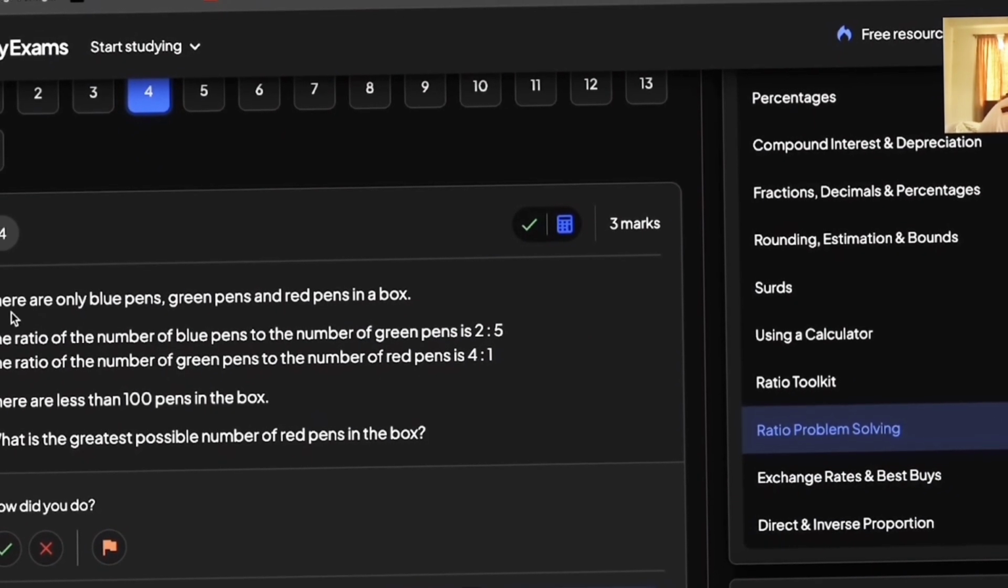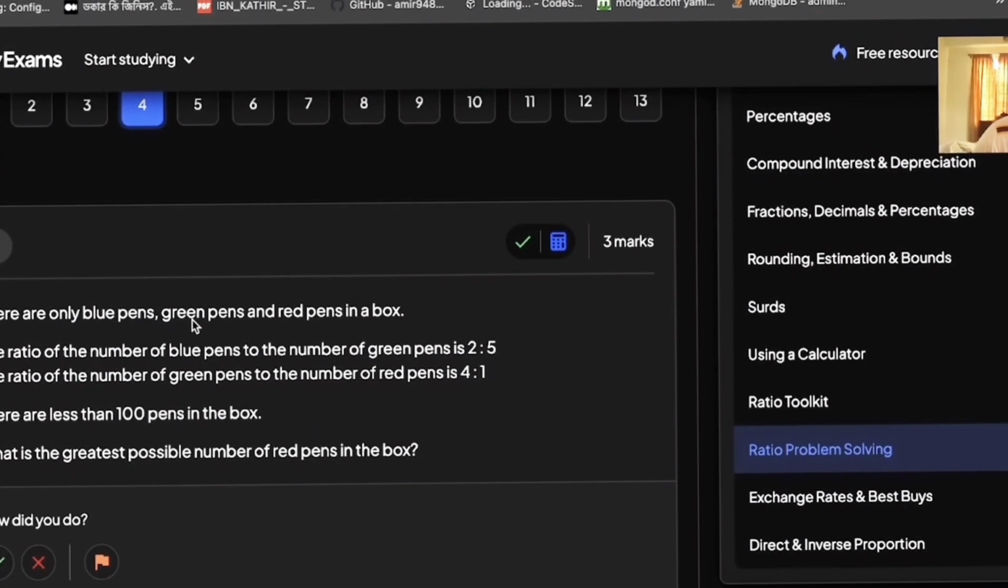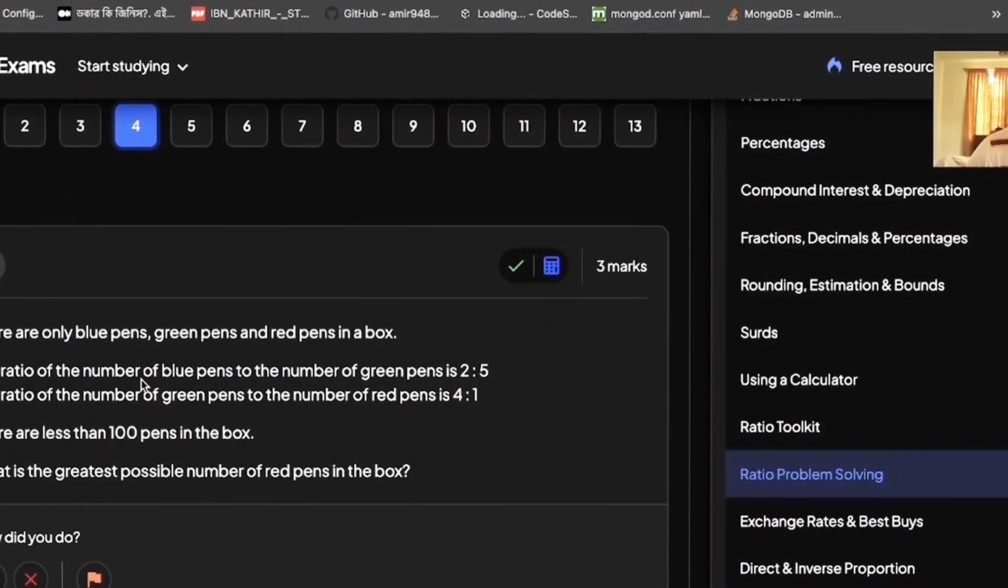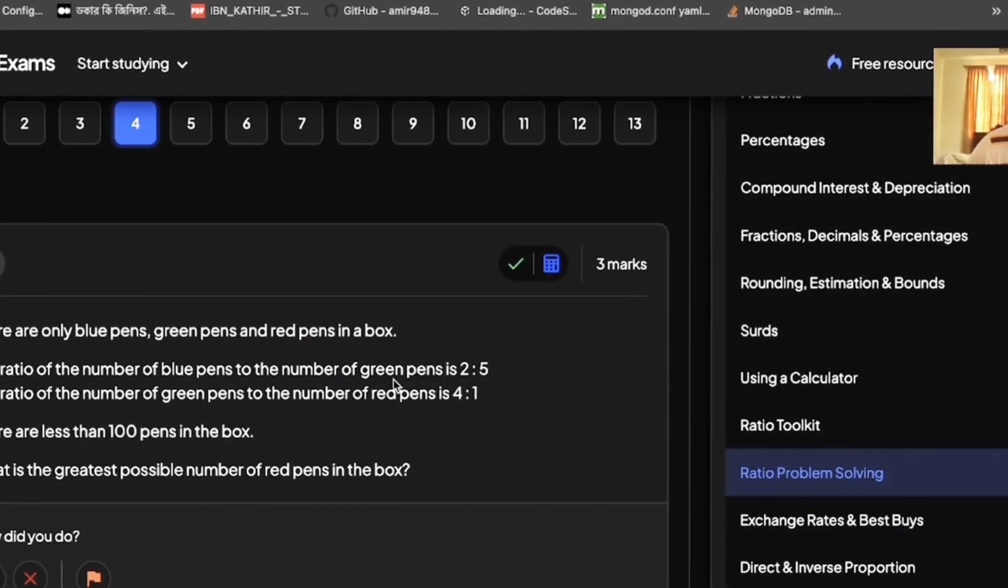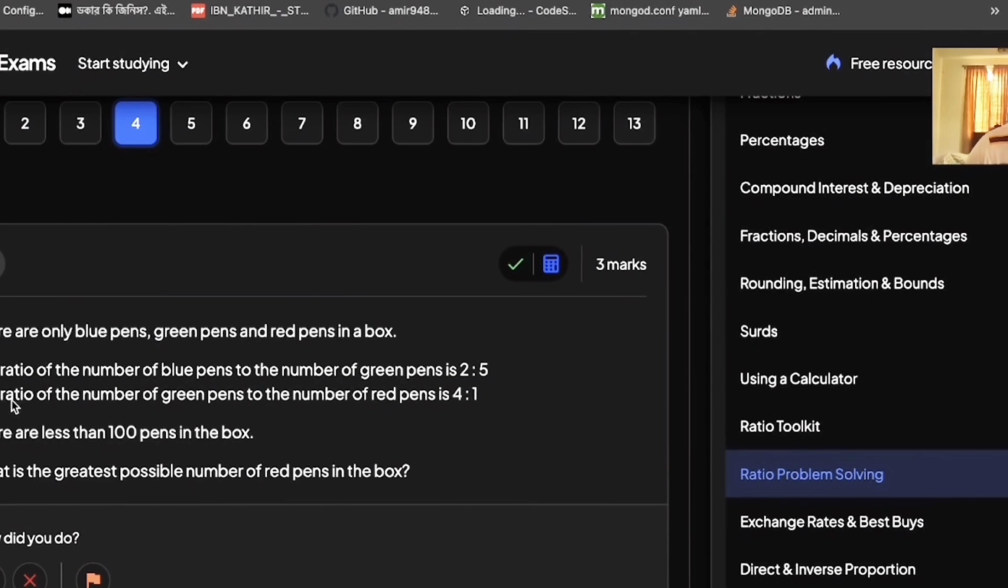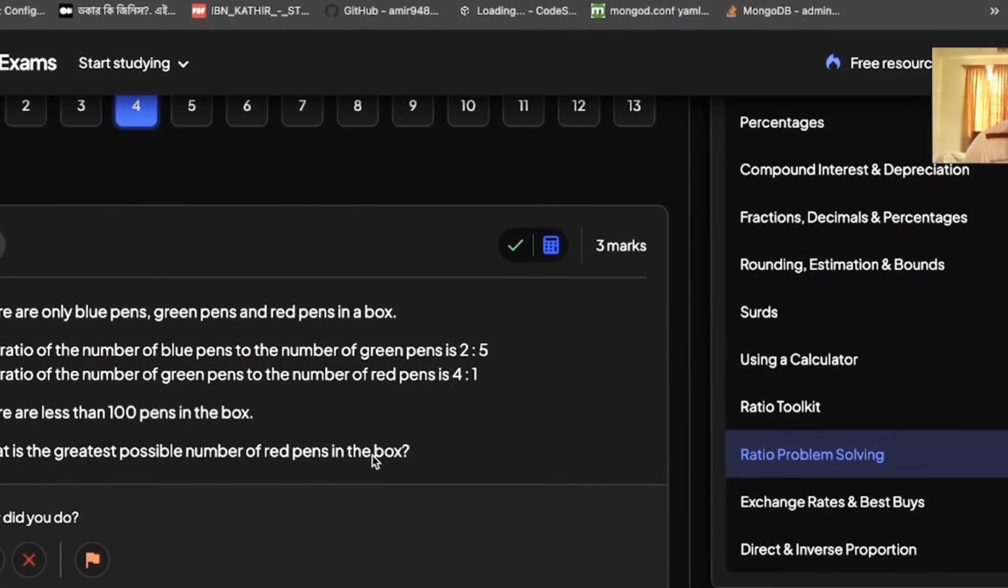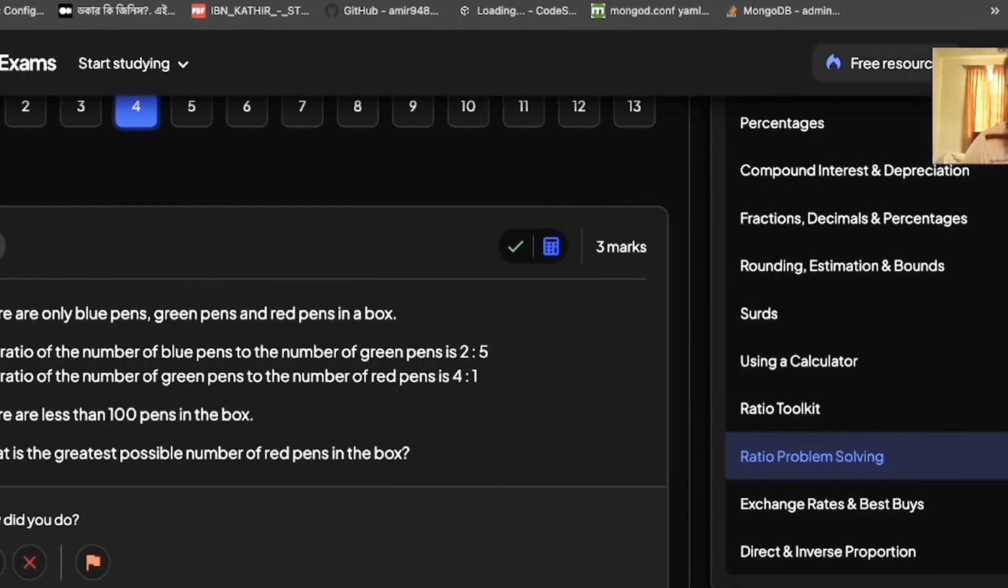It says there are only blue pens, green pens and red pens in a box. The ratio of the number of blue pens to the number of green pens is 2:5. The ratio of the number of green pens to the number of red pens is 4:1. There are less than 100 pens in the box. What is the greatest possible number of red pens in the box? So let's attempt this question.